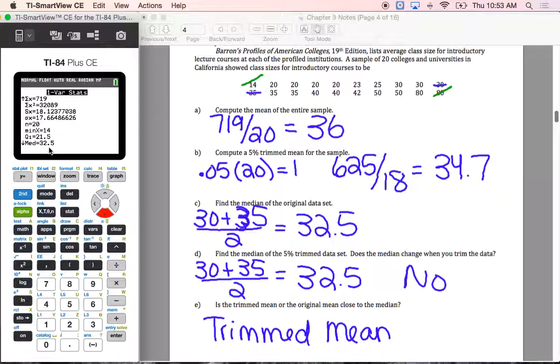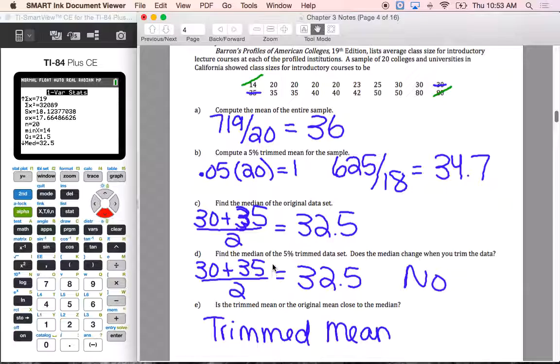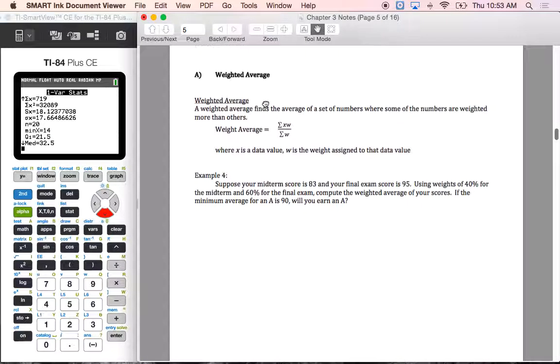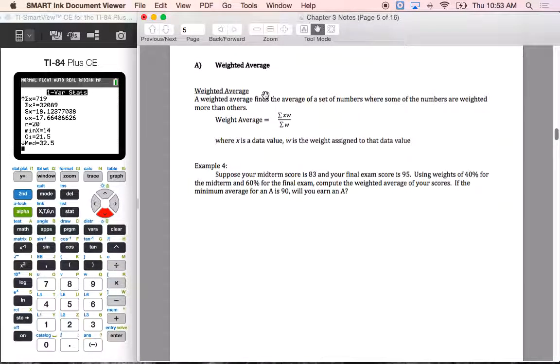The last stuff that we have is our weighted average. Okay, weighted average finds the average of a set of numbers where some of the numbers are weighted more than the others. So what we're going to do is multiply the weights times the scores. On the bottom, then, we add up all of the weights together. So here, we have a midterm score of 83 and a final exam score of 95. The weight of 40% goes with your midterm.